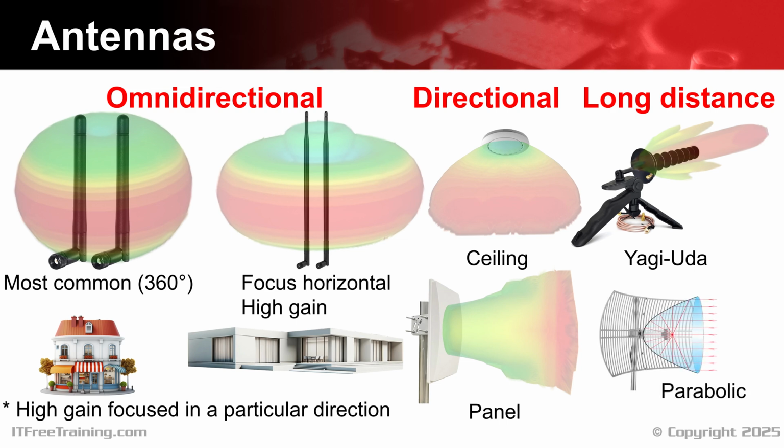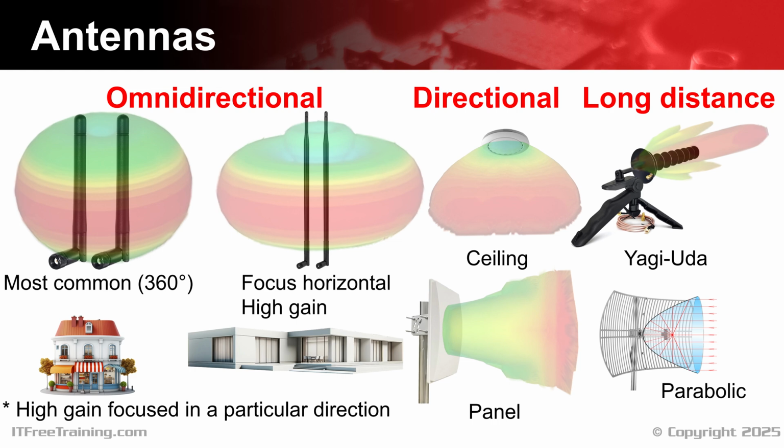The final type to consider is the parabolic antenna. Operating similarly to the Yagi-Uda antennas in that they focus the wireless signal, their primary application is in point-to-point communication. The key distinction lies in the parabolic antenna's ability to focus the wireless signal more intensely than Yagi-Uda, enabling the signal to travel even greater distances.